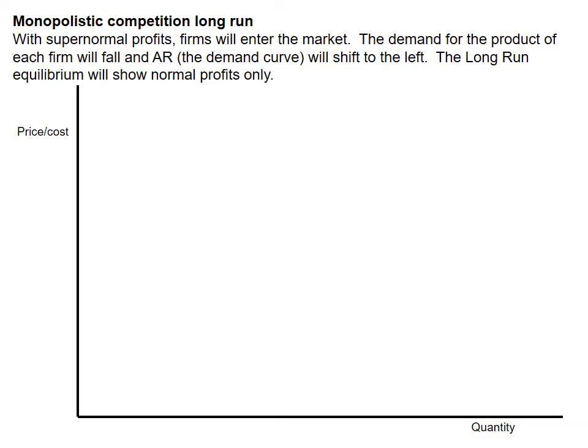All right, now let's look at it in the long run. I have the instructions printed on the next slide. So what will happen in the long run if you have supernormal profits is that firms will enter the market. The demand for the product for the firm will fall, and the average revenue curve will shift left. Now, you don't need to show this on any diagram, not that I'm aware of.